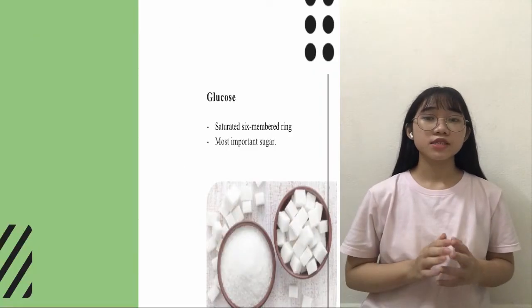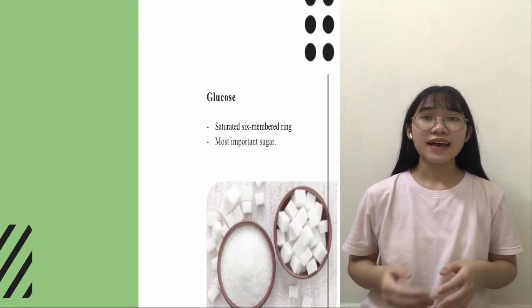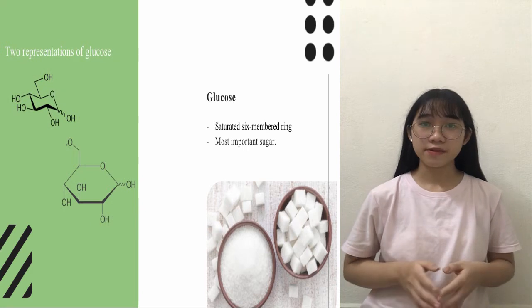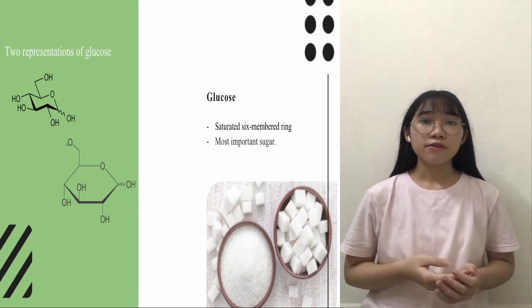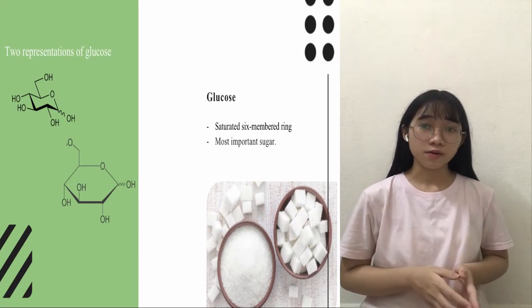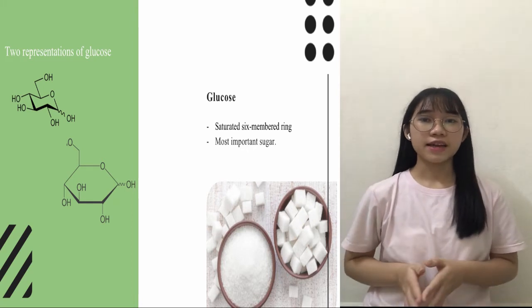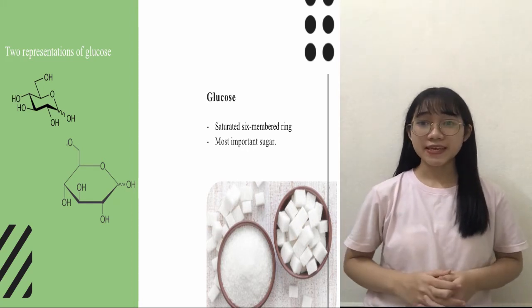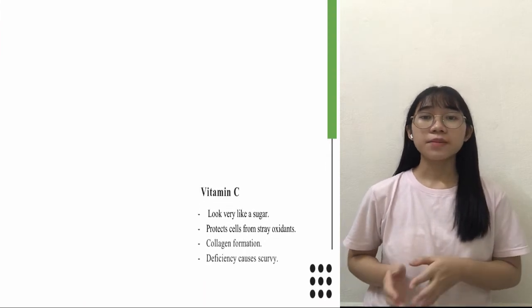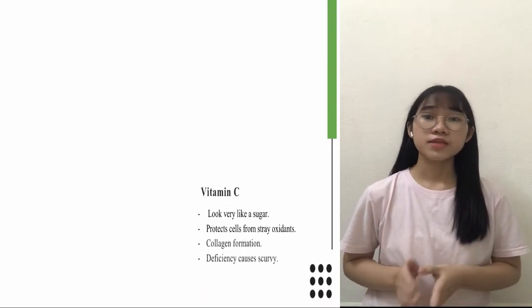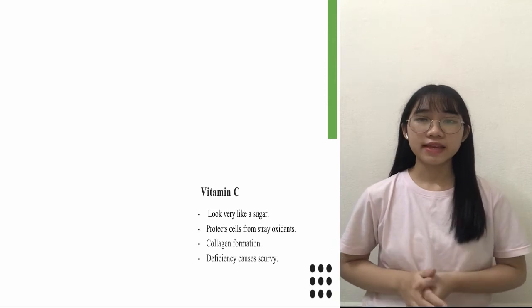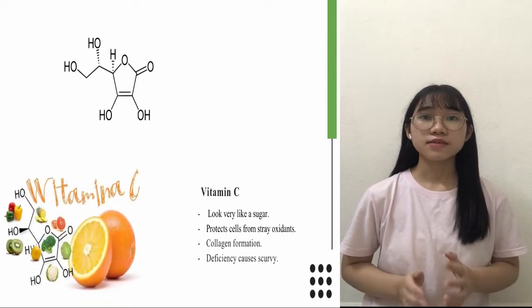And one of the most important sugars is glucose. It has a saturated six-membered ring. Here are two representations of glucose. One thing that you may not know is that vitamin C is a derivative of glucose. Nature makes some important compounds from simple sugars, and vitamin C, or ascorbic acid, is one of these.